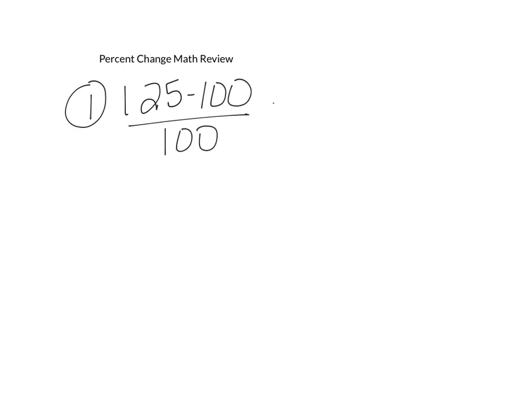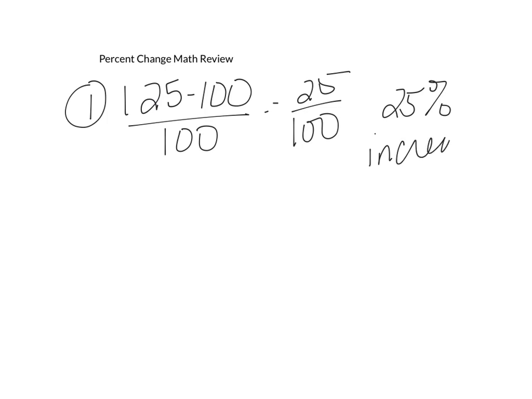So it's our ending amount minus our starting amount divided by our starting amount. So we're going to do 25 divided by 100, and you can see that this 25 of 100 is really a 25% increase. So that one is pretty easy to do without any kind of a long division problem.